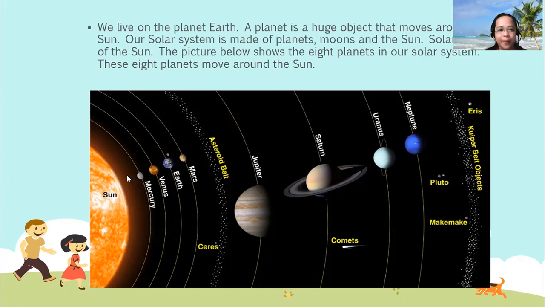Okay, so we live on the planet Earth. We are here. Jupiter is the biggest planet, and Earth is here next to Venus. It's actually the third planet from the sun, right? So a planet is a huge object that moves around the sun. And our solar system is made of planets, moons, and the sun. Solar means of the sun. And the picture below shows the 8 planets in our solar system. But as you can see, aside from the planets, we also have the asteroid belts and the comets, right?